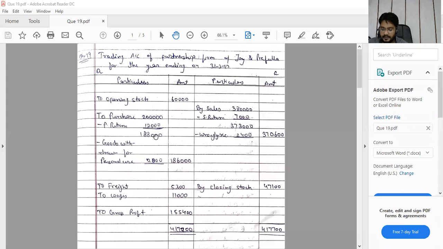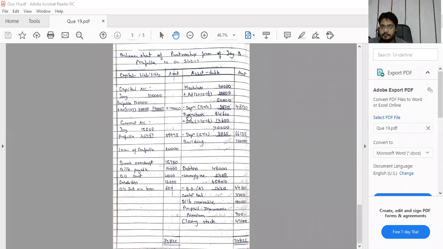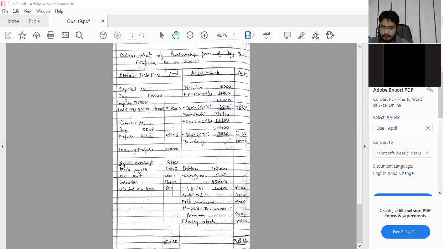Then cash and bank is given. Come to the balance sheet asset side. Write cash balance 3,700, and here credit side bank overdraft is given. So liability side, please write bank overdraft 15,750.